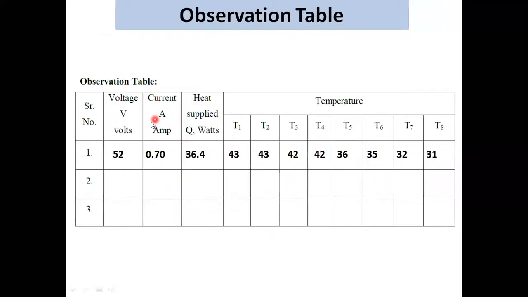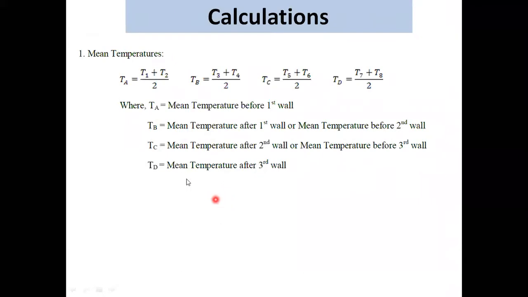Now this is the observation table. So we will note down the voltage and current to calculate the amount of heat supplied, that is V into I, and all the 8 temperatures between the materials. So T1, T2, T3, T4, T5, T6, T7, T8. Now the average temperature can be calculated as T1 plus T2 by 2, that will give you TA, TB, TC and TD.